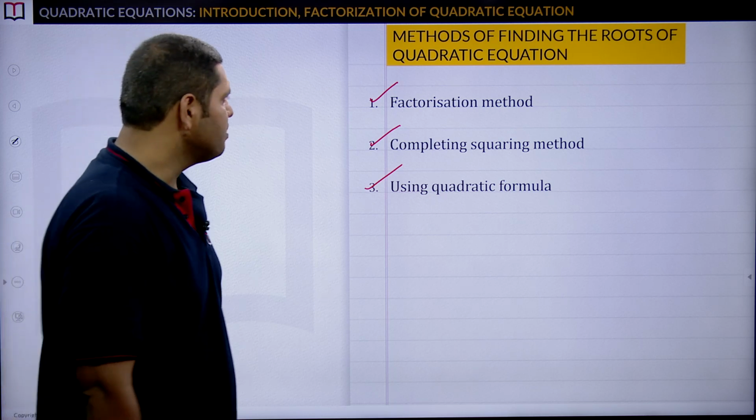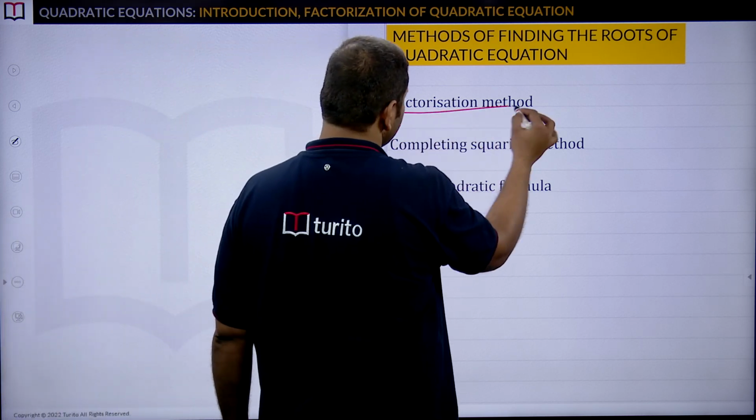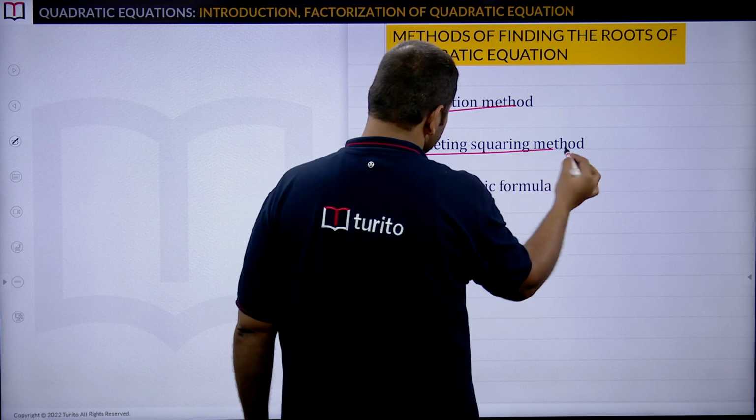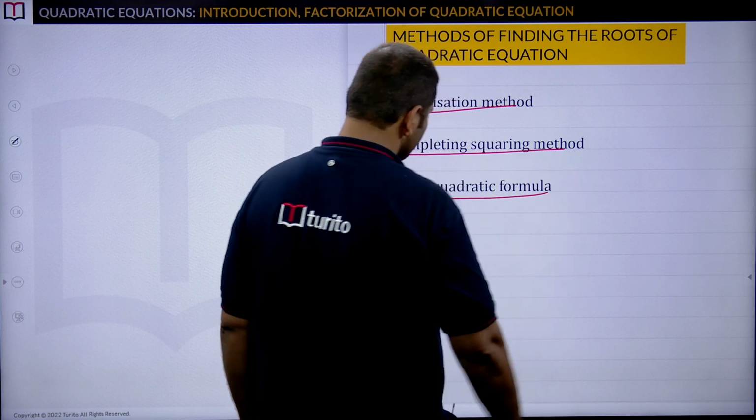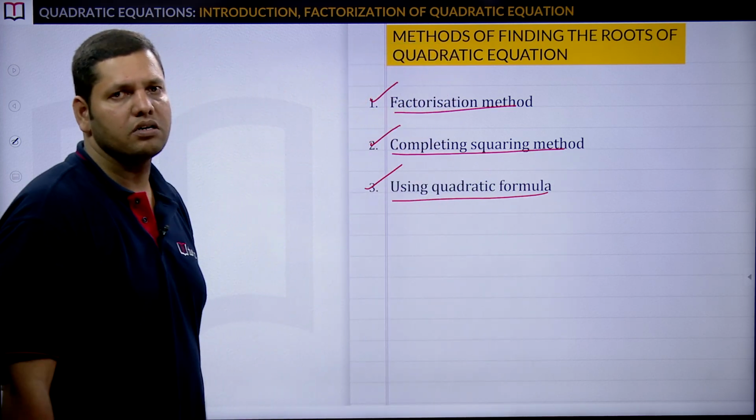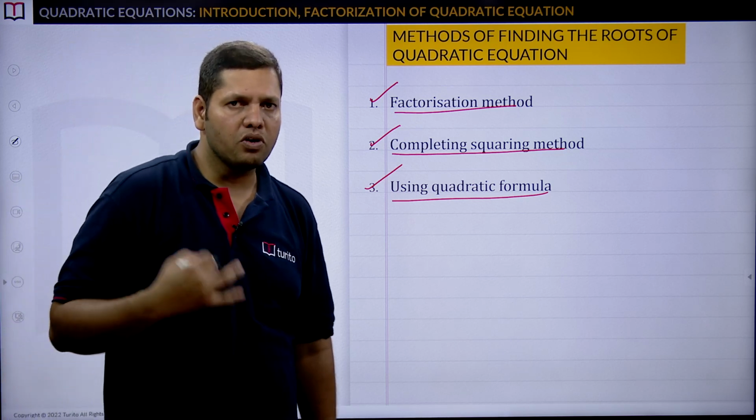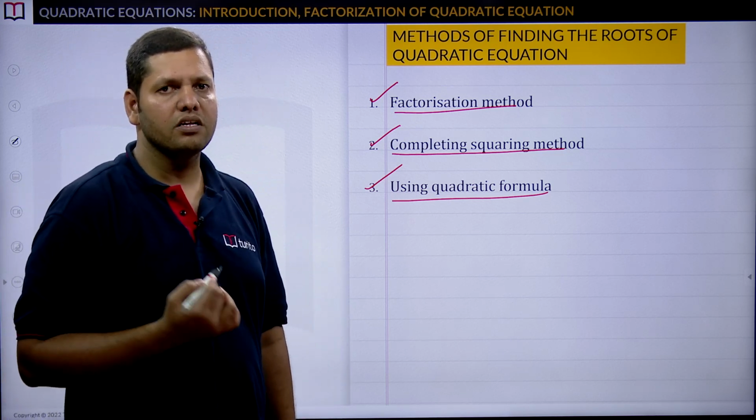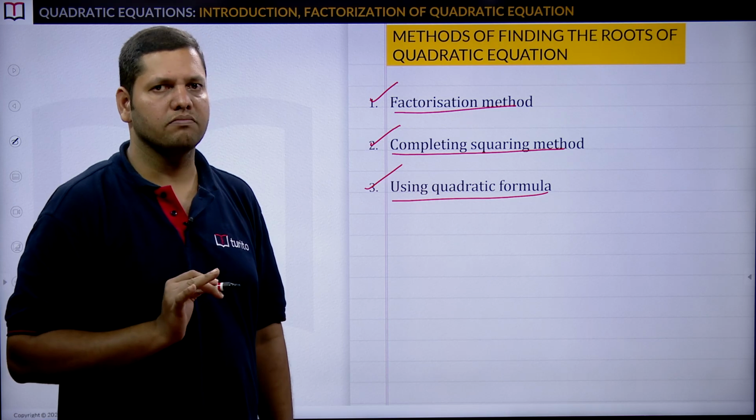Okay children, the first method is the factorization method, the second method is the completing the square method, and the third method is by using the quadratic formula. So, by using these three methods, children, we are going to find the solution, or the roots, of the quadratic equation.